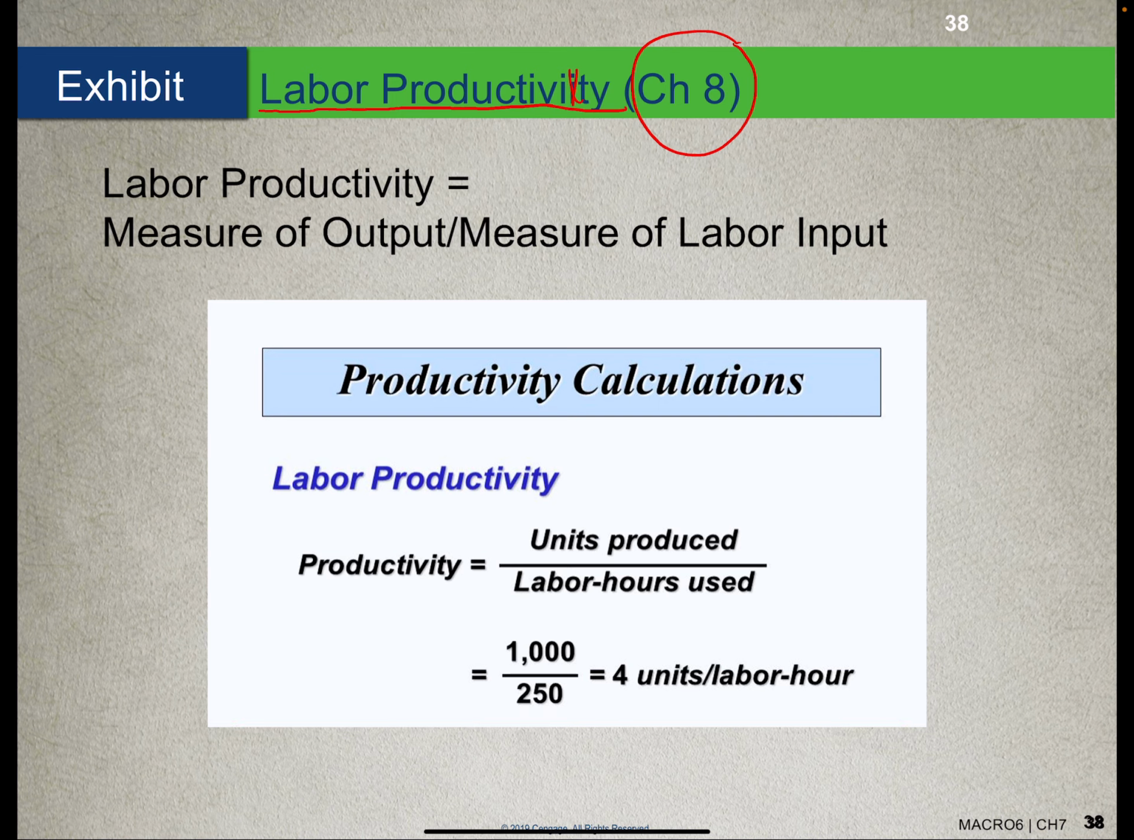I want to make sure that I talk about it here for a moment. So here's the basic formula for calculating labor productivity. And what is this showing us? Just what it says. How productive is our resource of labor?